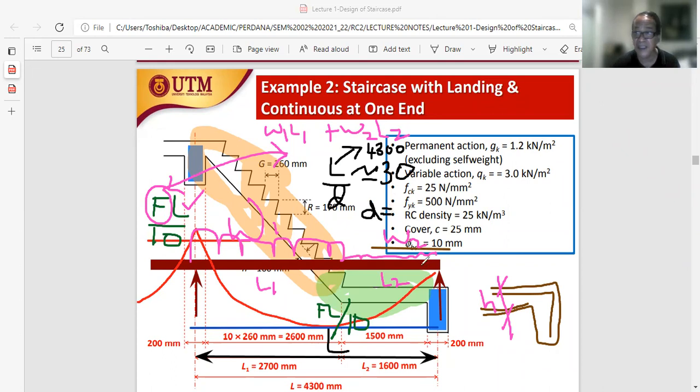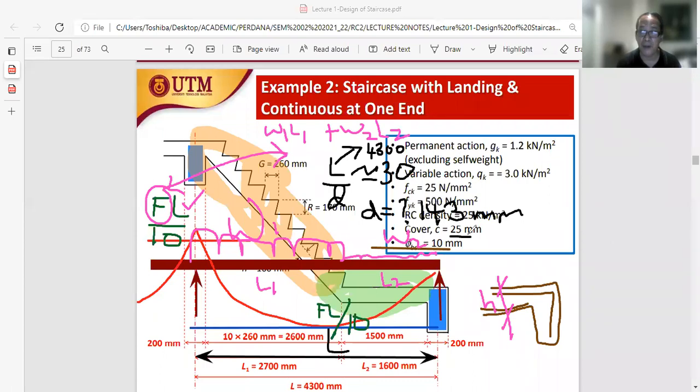Anyone? Anyone with a calculator? 100 divided by... how much? 143. 143 mm. Okay. So 143 plus our cover approximately around 25 mm.